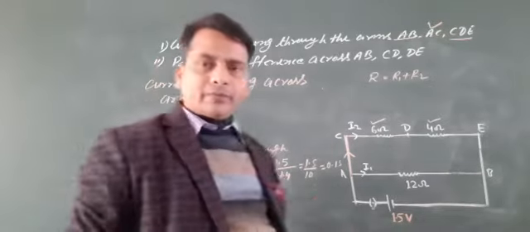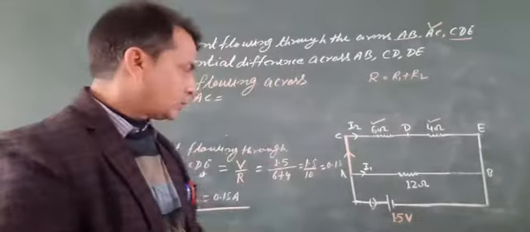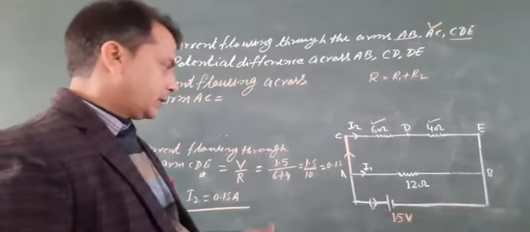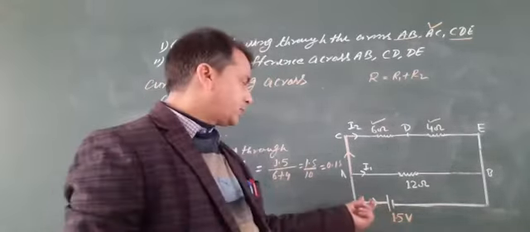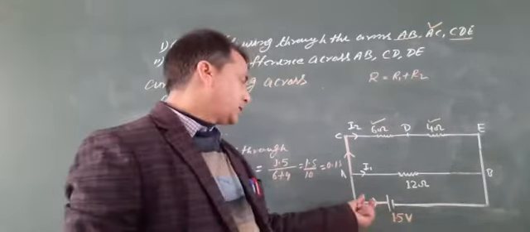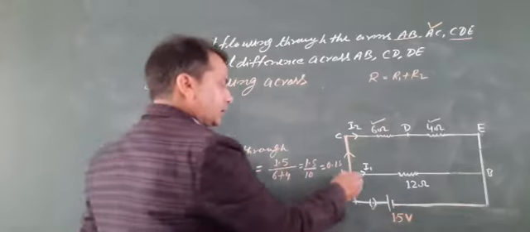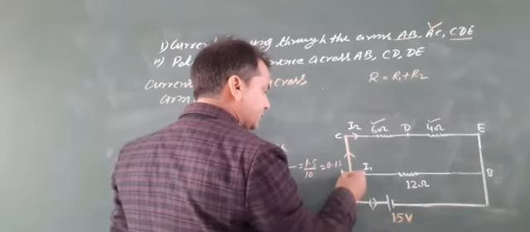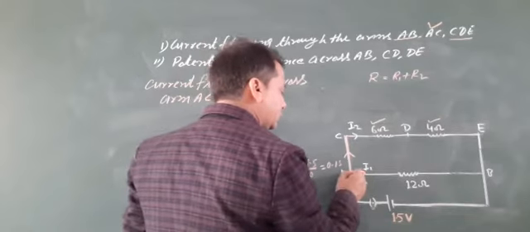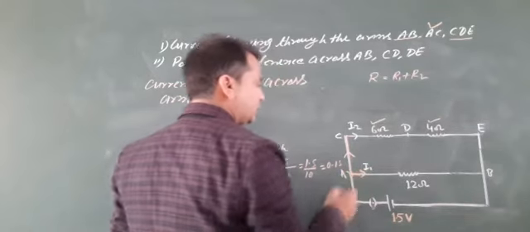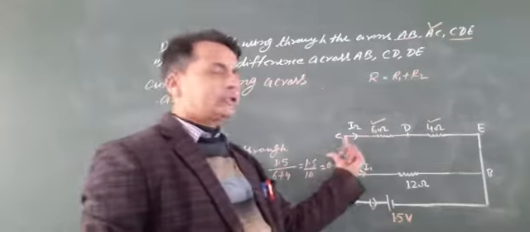So what is the value of current? In this circuit, here is the potential difference. We know that the electric current flows from the positive terminal to the negative terminal. So here the net current I flows, and there are two routes here: first is AB and second is AC.